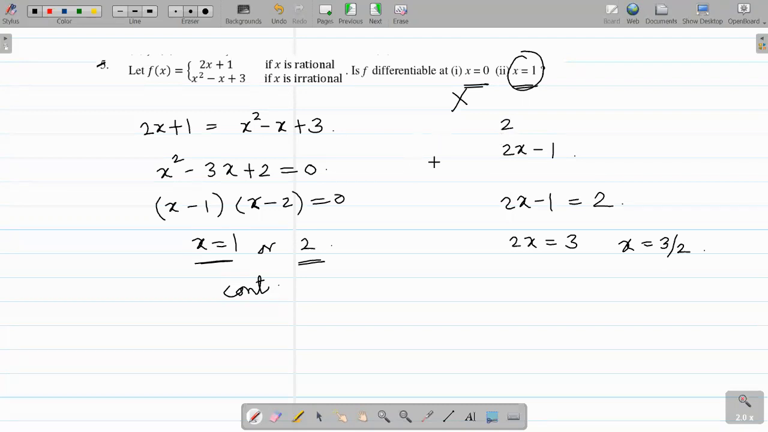Sir, I guess the function is continuous at x equal to 3 by 2, right? No, because for continuity, these two should match. So if I solve, have I made any mistake in this computation? Just check. 2x plus 1 equal to this. If I simplify, I get only these 2 points as points of continuity, right? Yeah. Then f dash is continuous at x equal to 3 by 2, only 3 by 2.